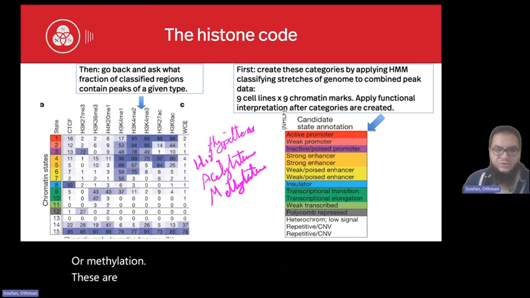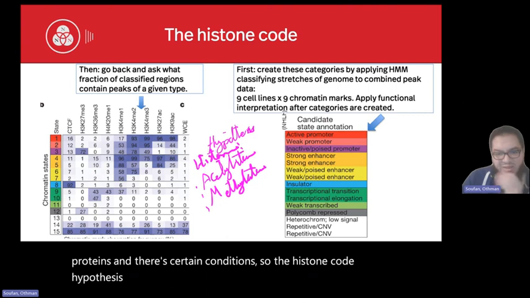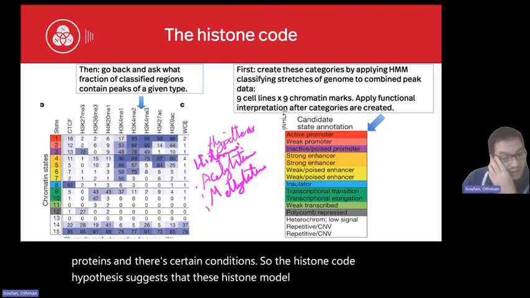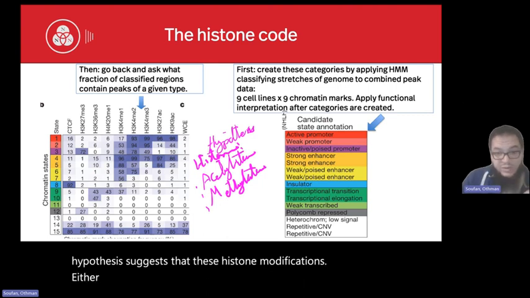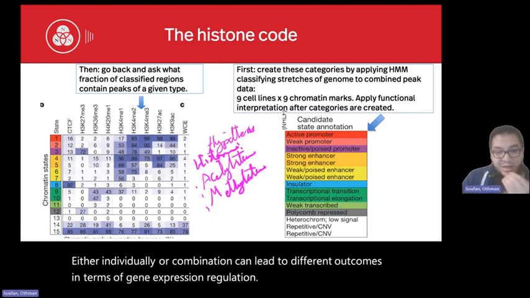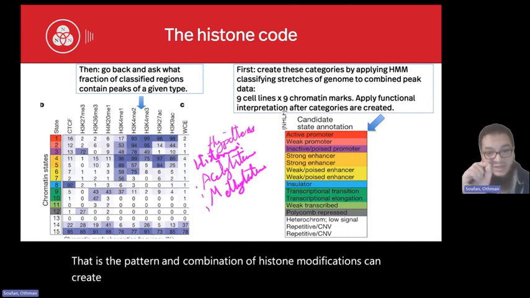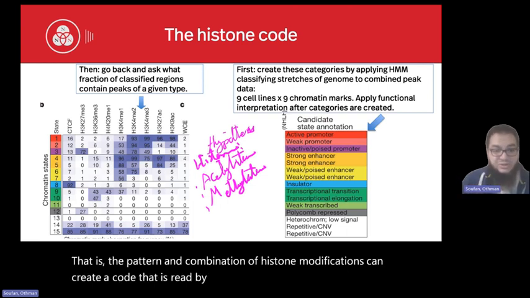These are types of histone modification that happen to these proteins under certain conditions. So the histone code hypothesis suggests that these histone modifications, either individually or in combination, can lead to different outcomes in terms of gene expression regulation. That is, the pattern and combination of histone modifications can create a code that is read by the cell machinery.